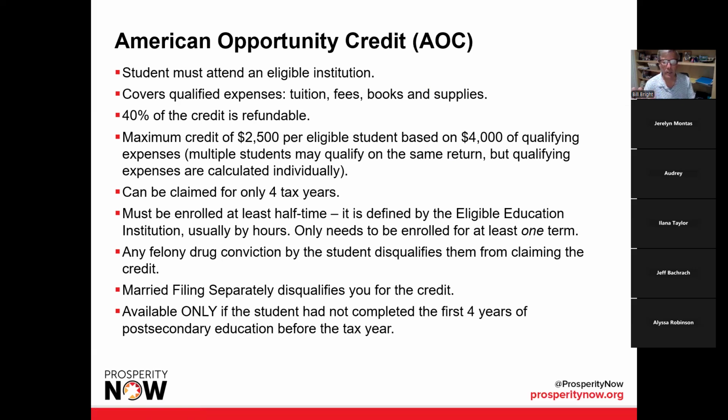Remember, you can only claim it for 4 years. You have to be enrolled at least half time, and must be enrolled for at least one term. No felony drug conviction, and you can't be filing married separate, again, only if they have not completed the first 4 years of post-secondary education before the tax year. So if for some reason they did not or could not claim the credit when they were an undergraduate and now they're in graduate school, the American Opportunity Credit does not apply because they've already achieved their undergraduate degree.